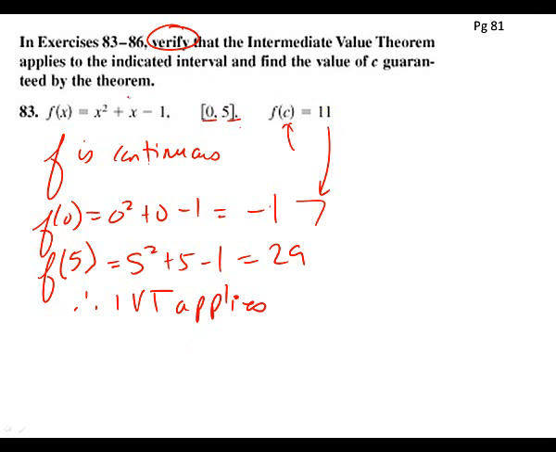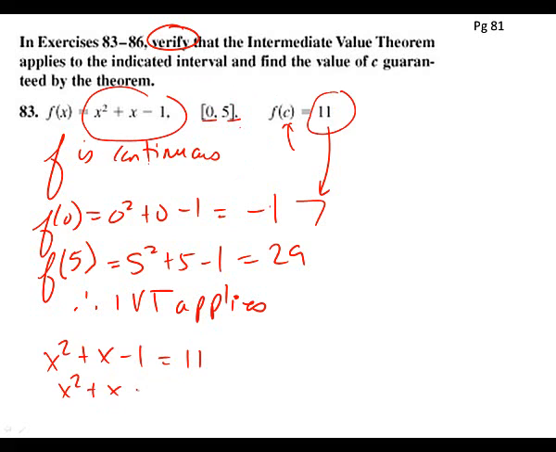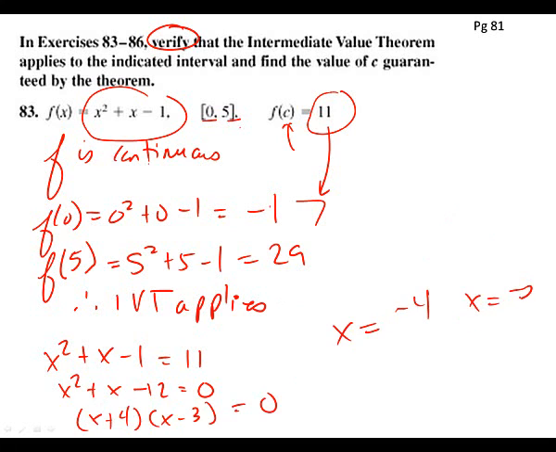So this is where I take the original function and that number and set them equal to each other. So x squared plus x minus 1 equals 11. What are we going to do to move that 11? Subtract it. And then we need to do your factoring. What does it factor into? Okay, and then x equals -4 and x equals 3.